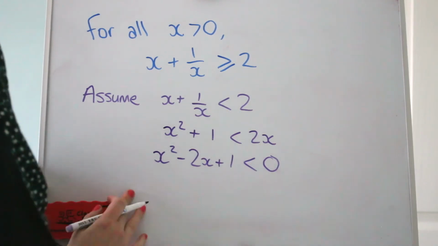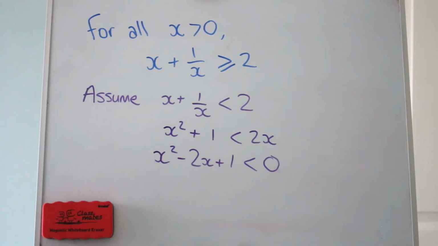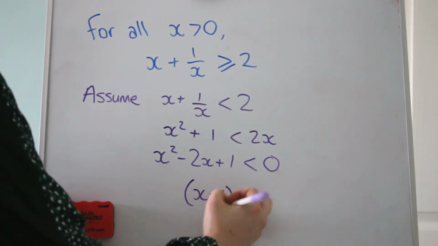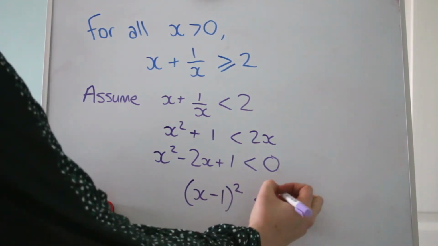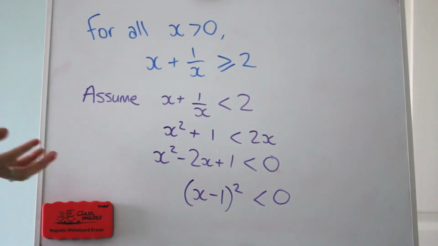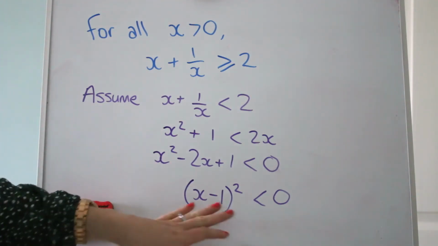And show that that is a contradiction. So we've got a quadratic there, and using various methods you could sketch the graph of that, or you could complete the square. So we could turn that into that. And either by sketching the graph and showing that it's never negative, or by doing that, we can show that is a contradiction.